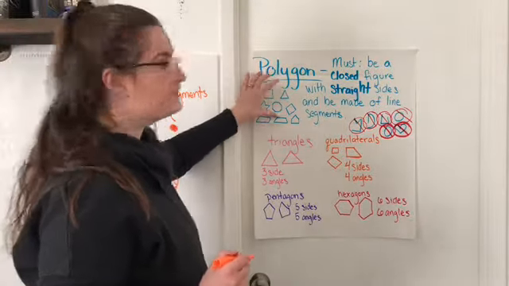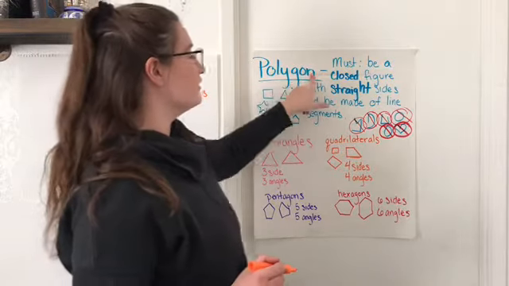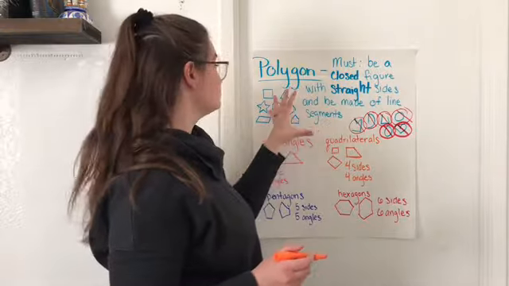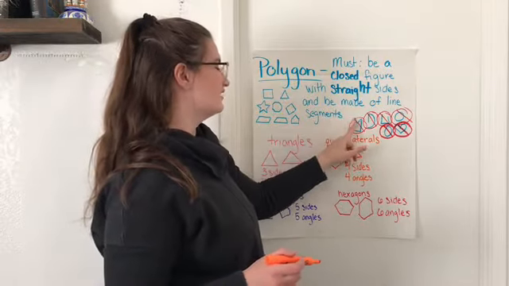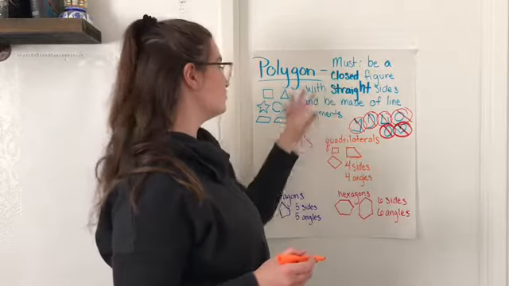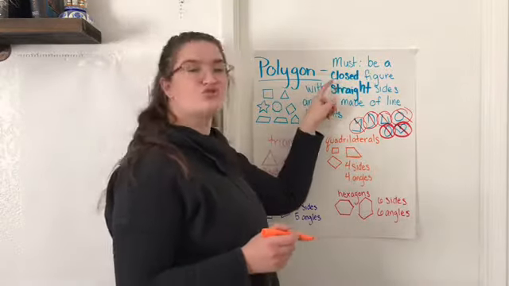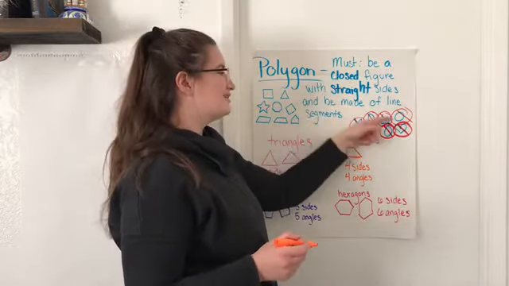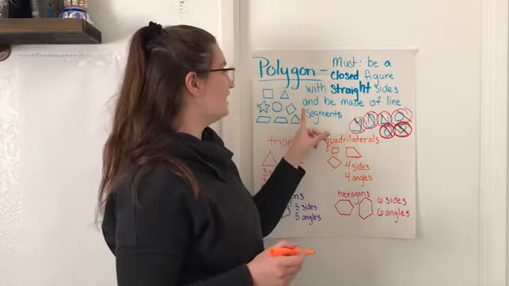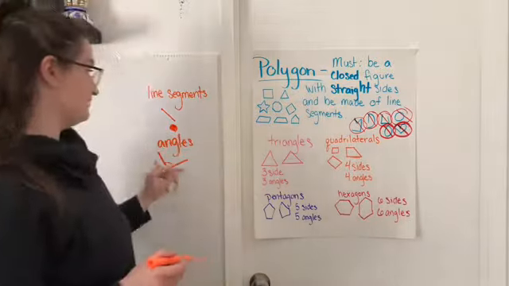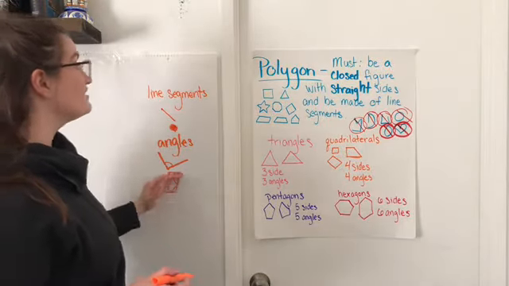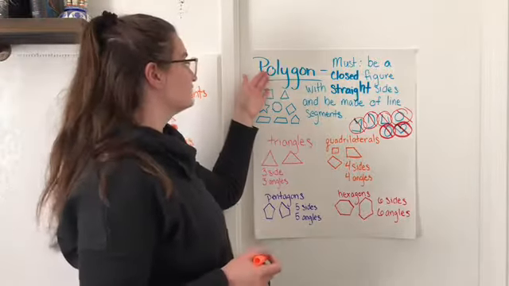Let's read our definition over here. A polygon must be a closed figure, so it can't be like this over here. See this? It's kind of open. It's missing a section. So it has to be closed, and it has to use straight lines. You see over here, a circle is not a polygon. And it must be made out of line segments, like I said. So we have line segments that form angles that form polygons.